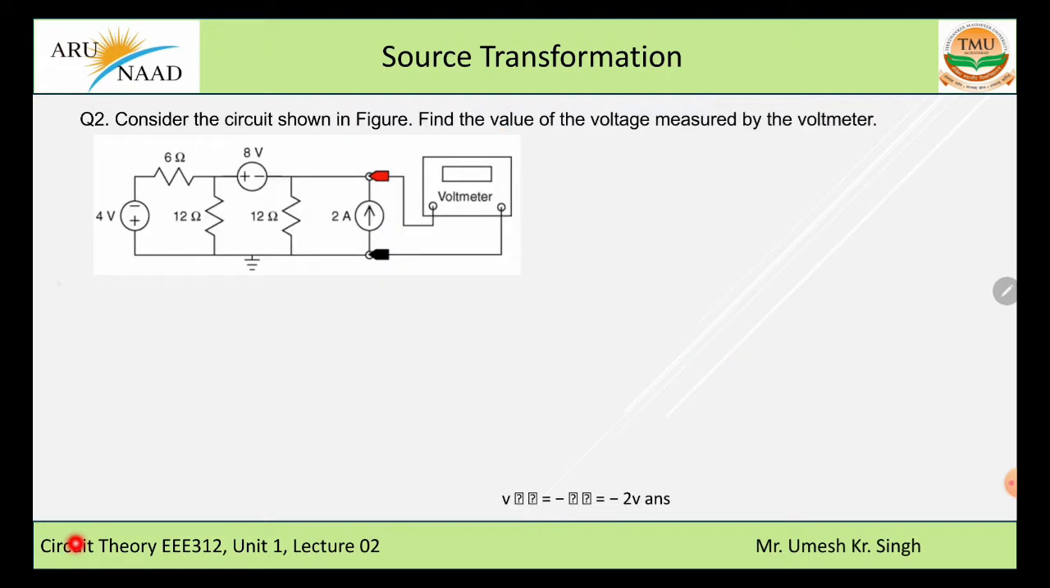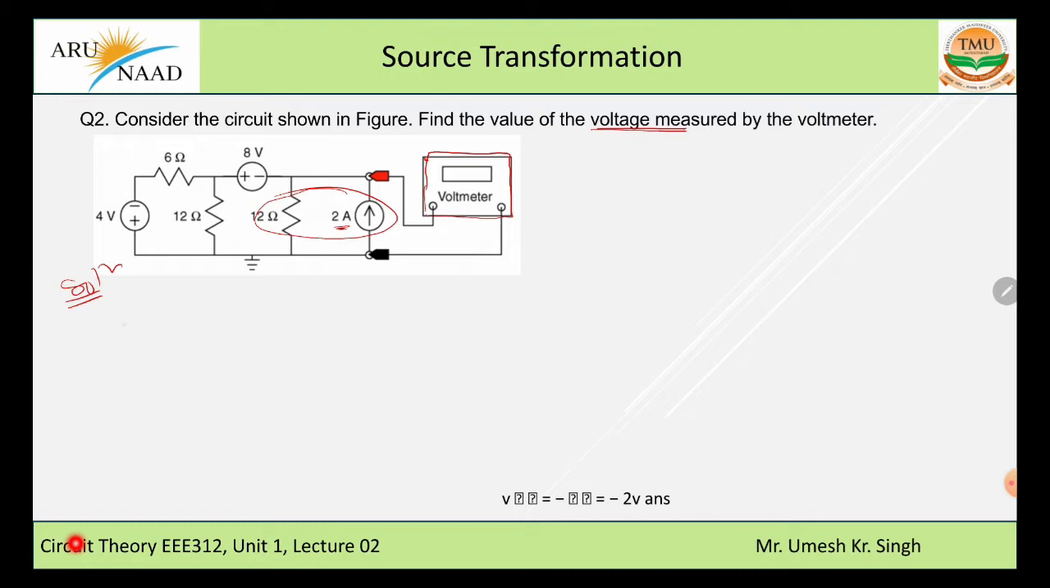So, this is our next question. In this question, you have to find the voltage measured by the voltmeter. You know that the voltmeter is a measuring instrument which is used for the measurement of voltage, and this voltmeter is connected across the 2 ampere current source. Now this question can be solved by converting this current source into a voltage source.